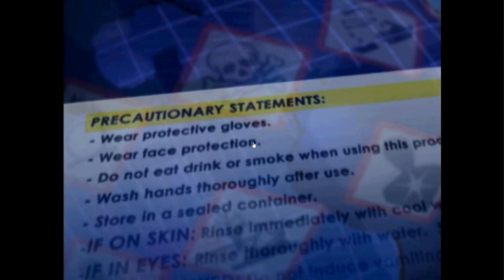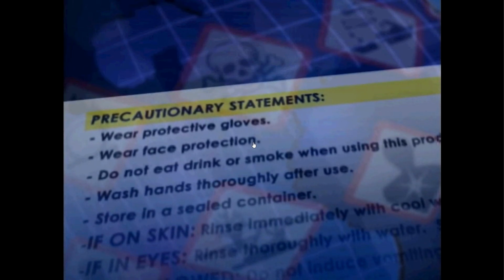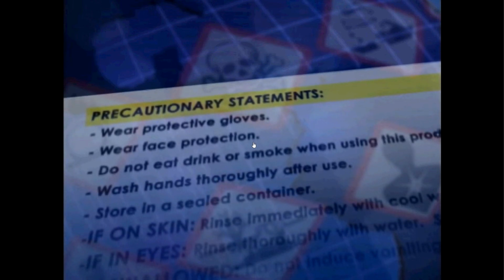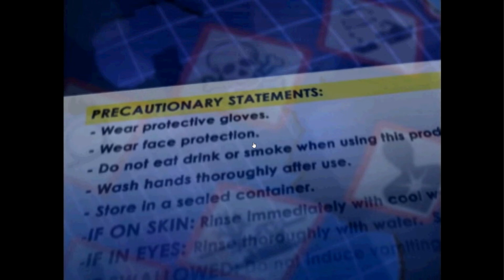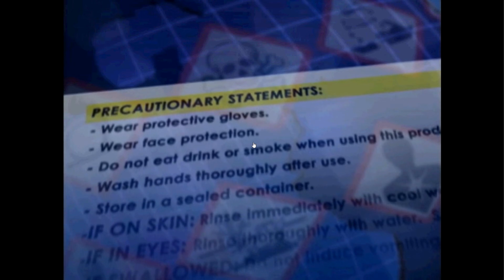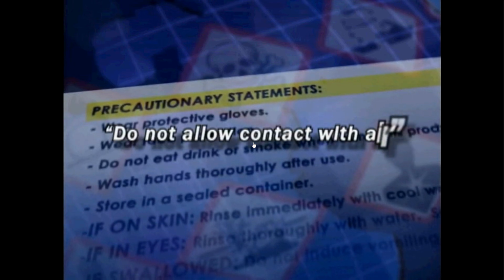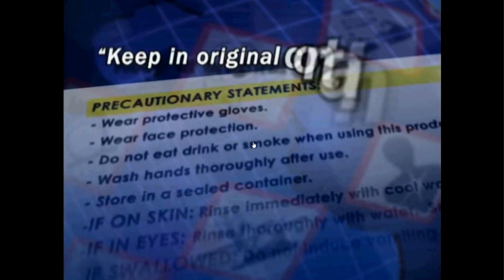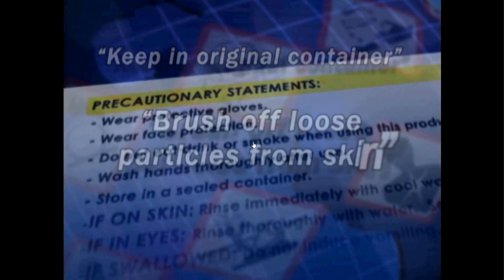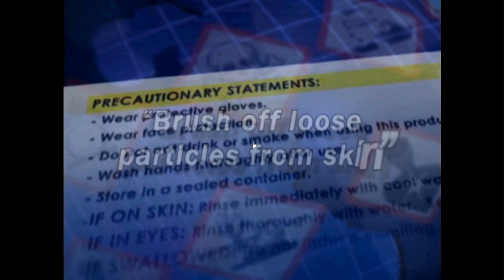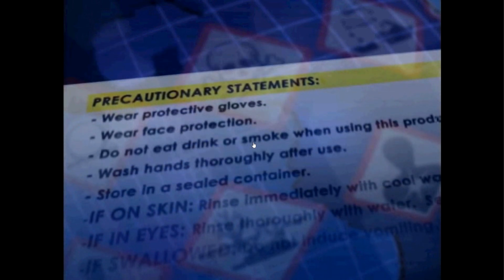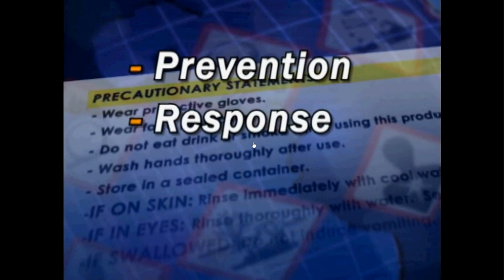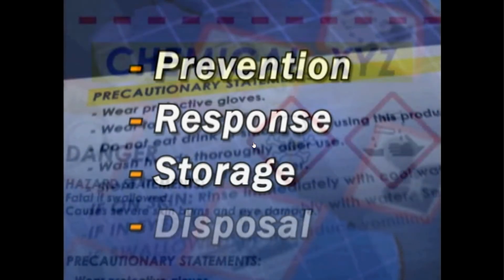Precautionary statements describe the recommended measures that should be taken to minimize or prevent adverse effects from hazardous chemicals. In other words, they amount to a briefly worded list of best work practices, such as do not allow contact with air, avoid breathing fumes, keep in original container, and brush off loose particles from skin. Precautionary statements cover 4 areas: prevention, response, in case of accidental spillage or exposure, storage, and disposal.